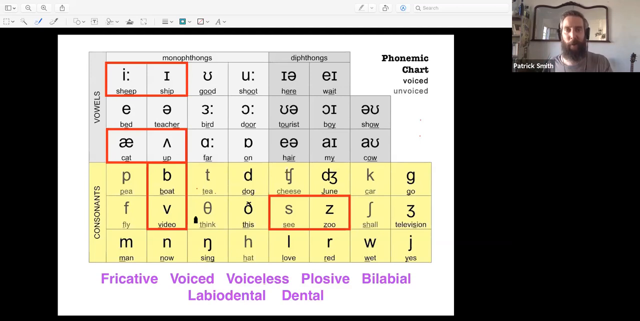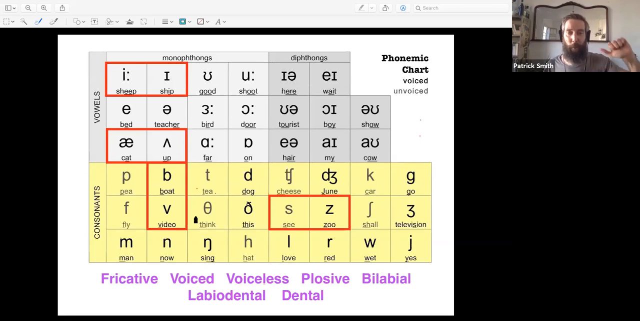It's fricative, so I force some air out and I say video, V. So it's voiced because there's vibration. It's fricative because I force some air out, V. And it's labiodental because I form it on the teeth and the bottom lip.